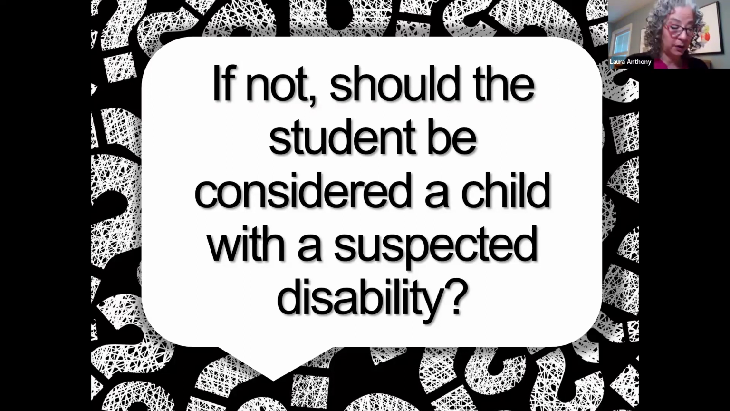That door can be opened and the golden ticket can be obtained three ways. So there are three ways to open that door, and there are three ways to close that door. The first way: the parent of the child expresses concern in writing to a supervisor or administrator or to the teacher of the child that the child is in need of special education and related services.